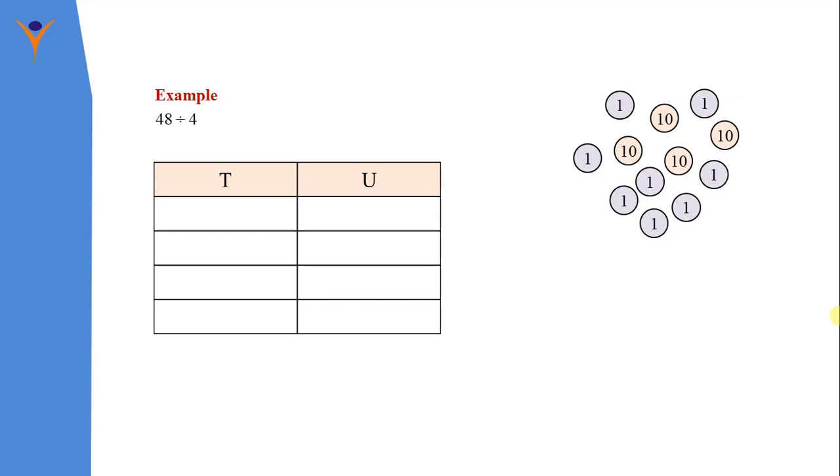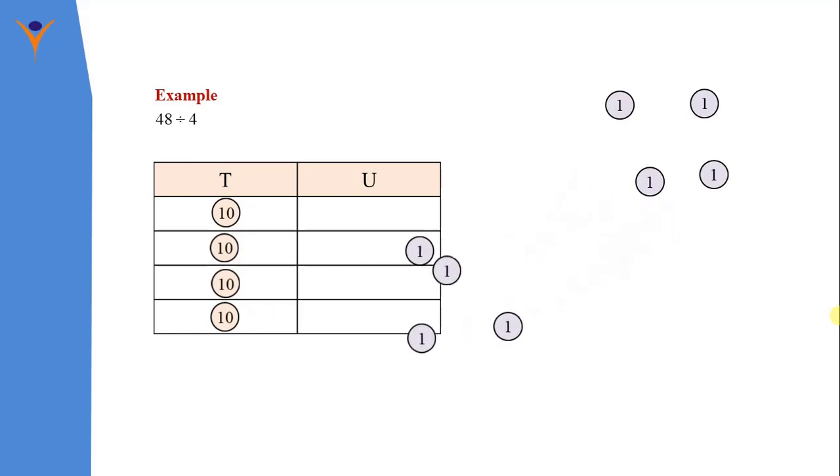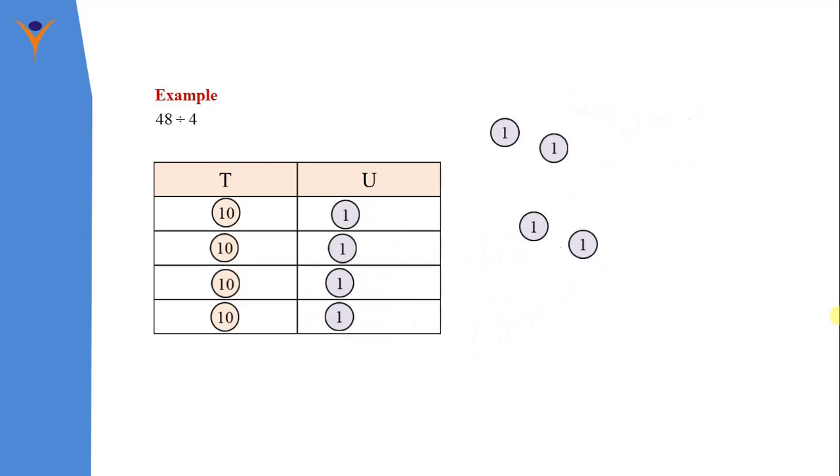With this, we can put the 4 tens on the tens column as we see on the place value grid here. So there we go. And then the 8 ones, we can arrange them in twos on the ones column. So there we have 8 ones, but we have decided to put 2 ones on each row.